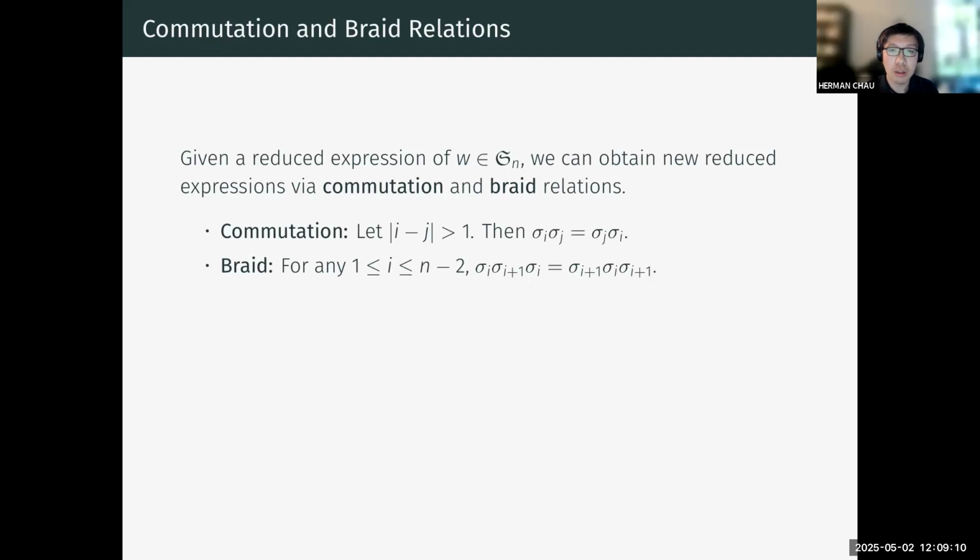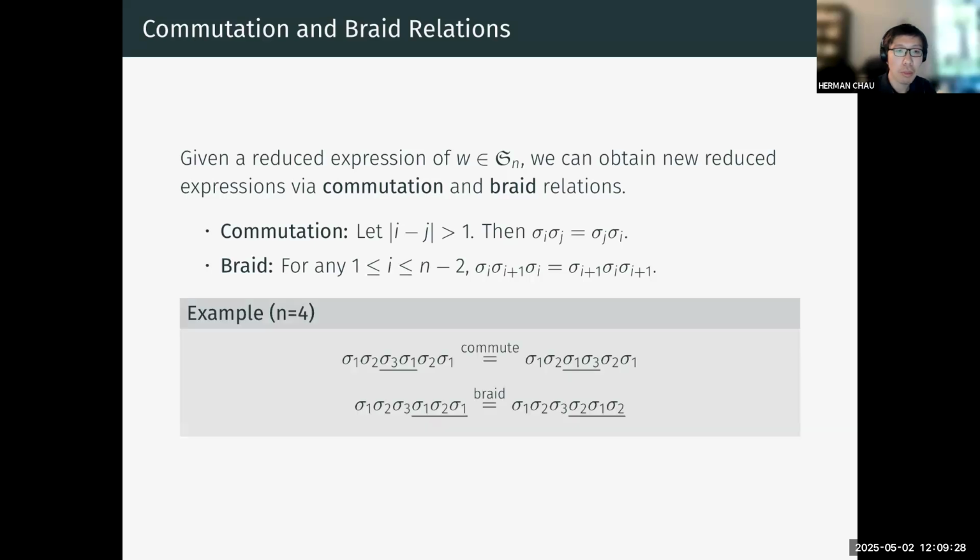The braid moves are something a little more complicated. It's where you see a sigma i+1, sigma i, sigma i+1, and you can replace that with a sigma i, sigma i+1, sigma i. So the braid relation also gives you back a reduced expression for the same permutation W. As an example, if we started off with our reduced expression sigma 1, 2, 3, 1, 2, 1, we could swap the sigma 3 and sigma 1 in the middle to get sigma 1 and sigma 3 instead. Or we could also do a braid relation at the end where we had a sigma 1, sigma 2, sigma 1, and then you replace it with a sigma 2, sigma 1, sigma 2.